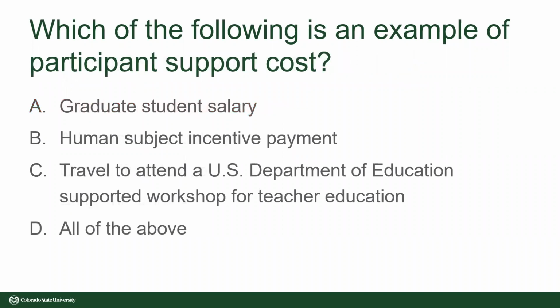Which of the following is an example of participant support cost? A, a graduate student salary. B, human subject incentive payment. C, travel to attend a U.S. Department of Education supported workshop for teacher education. Or D, all of the above. And I see Kelly's chimed in C there. And she is correct, right? So typically participant support is for a trainee. A graduate student is typically not a trainee, right? If they are part of a trainee program, that could be different, but if they're just working in a lab and getting some experience, they're usually considered an employee and not a participant.